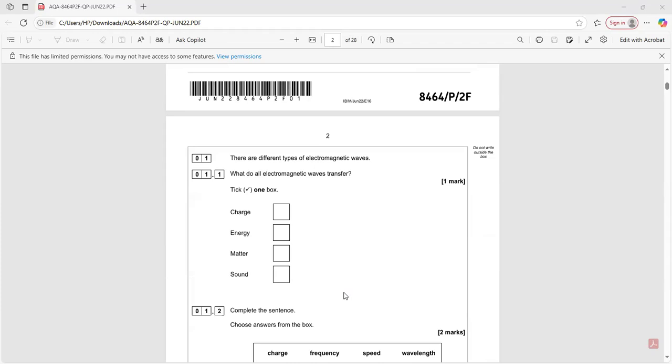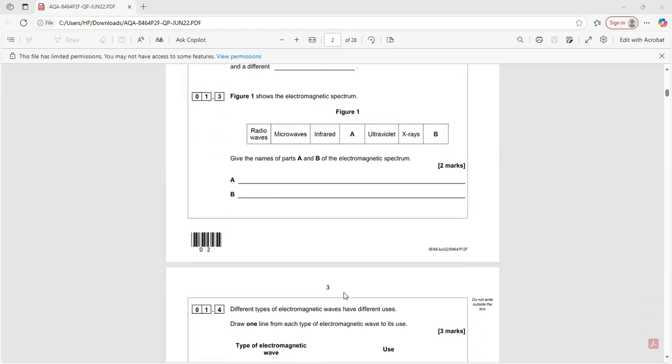Okay. I think some of these questions are questions that you can handle. So let's hear you. What's the answer to this question? What do all electromagnetic waves transfer? Energy. Yes, energy, right. That's right.